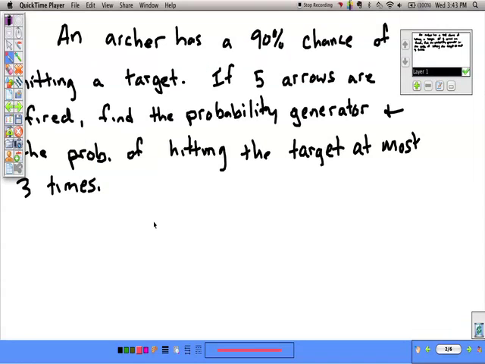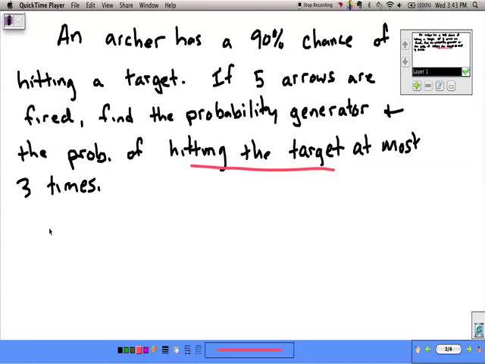So here's an example involving archery. 90% chance of hitting a target. Our event here is hitting the target. So what we're looking for is probability of at most 3 times. So that means the probability of 0, 1, 2, or 3 hits.